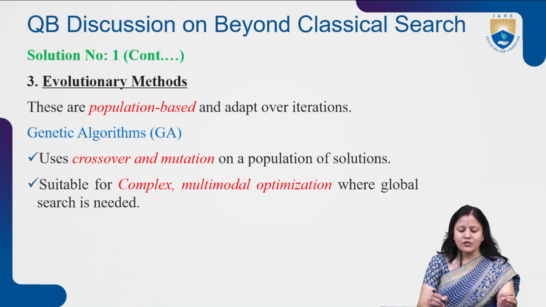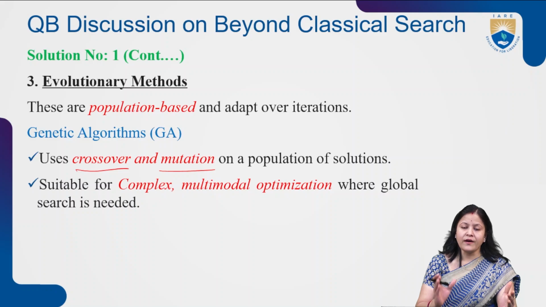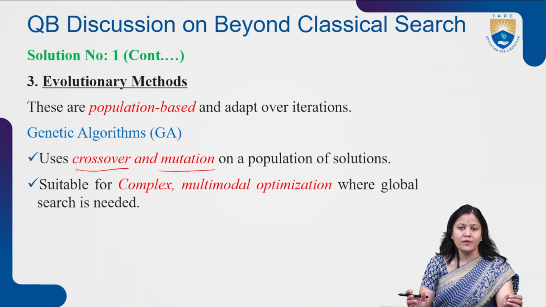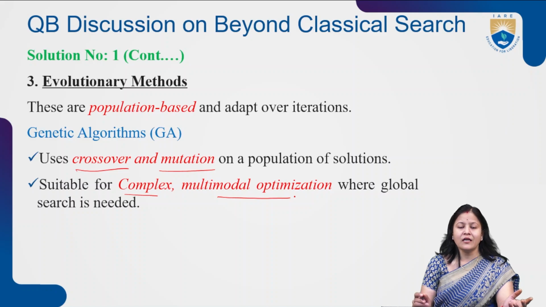So one of the algorithms in the evolutionary method is the genetic algorithm. The genetic algorithm uses crossover and mutation on a population of solutions. Crossover means that from many solutions, one solution is considered the final solution, and mutation means the final solution can be modified to generate the optimal solution. That is called mutation. It is especially suitable for complex problems as well as multimodal optimization where global search is needed. Multimodal optimization means the search space has more than one curve.